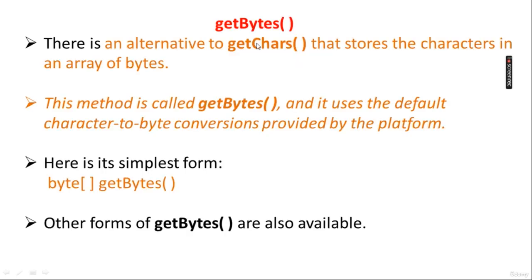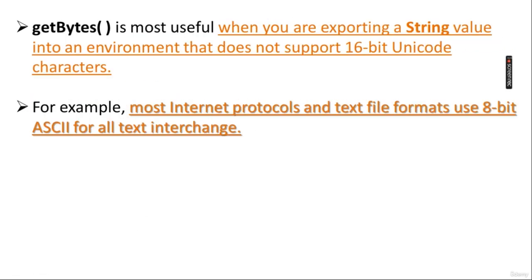Okay. Then getBytes. This is an alternative to getChars. It stores the characters in an array of bytes. This method is called getBytes, and it uses the default character to byte conversion provided by the platform. Okay. The simplest form is byte[] getBytes. Other forms of getBytes are also available. This will return the byte array, and it will use the default character to byte conversion provided by the platform.